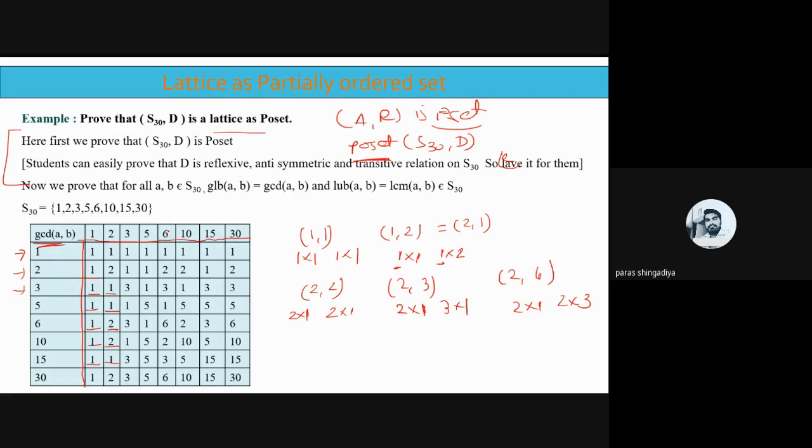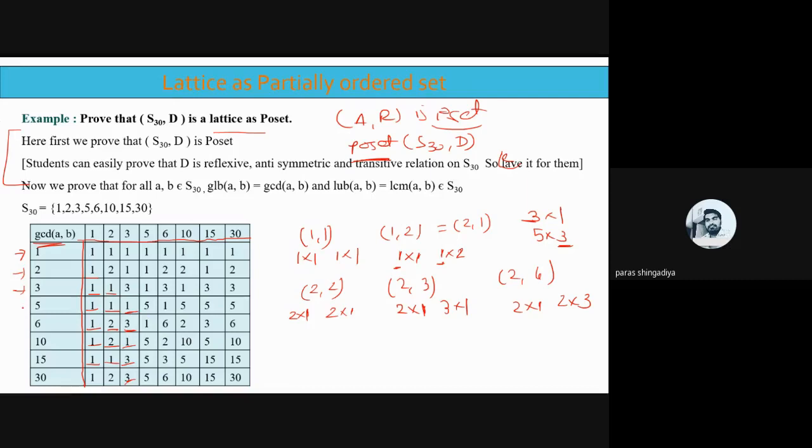And 3 with 15. So 3 is the common factor. Okay, 3 into 1 and 5 into 3 is 15. So 3 is the greatest common divisor. So the answer is 3. And 3 with 30. So 10 into 3 is 30 and 3 into 1 is 3. So the answer is 3. Okay, 3 और 30 का GCD होगा 3. So here use these values of the third row in this third column as 1, 3, 1, 3 and 3. Clear? So this is the answer of the third column.